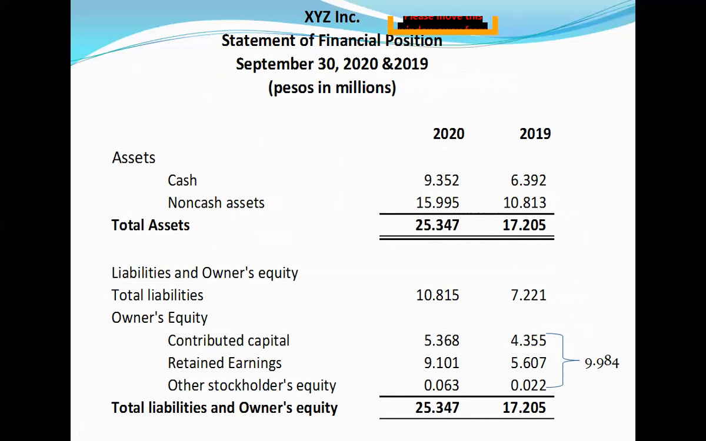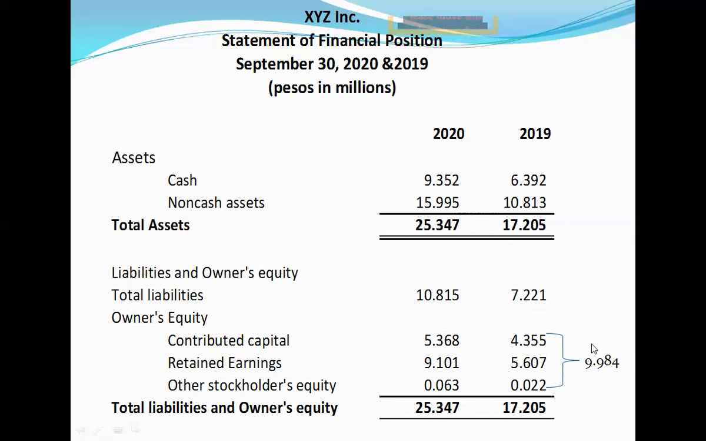Now, XYZ Incorporated begins the fiscal year 2019 to 2020 with assets of 17.205 million pesos, consisting of cash amounting to 6.392 million pesos and non-cash assets of 10.813 million pesos. These investments, the cash and non-cash assets, are financed by 7.221 million pesos from non-owners, because this is from liabilities.